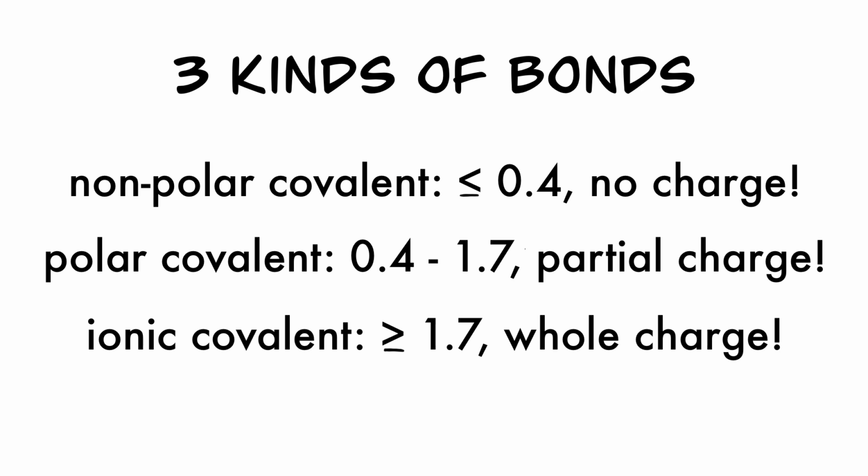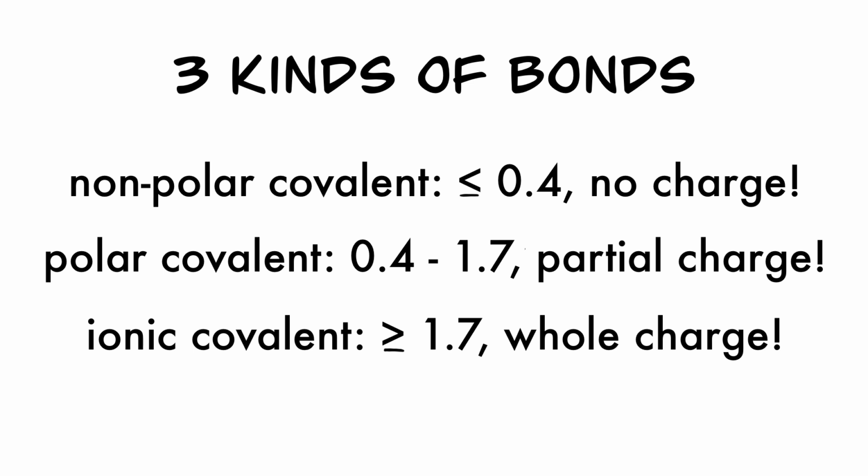Between different elements, there are three kinds of bonds. There are nonpolar covalent bonds, which, when you calculate the electronegativity difference, is less than or equal to 0.4. Between these elements, it means that electrons are fairly shared evenly, so there's not really much of a charge.